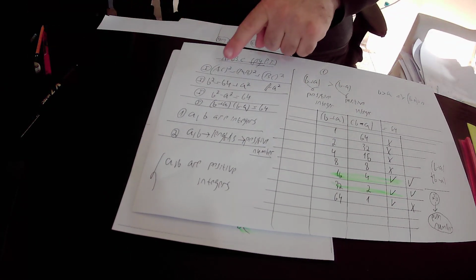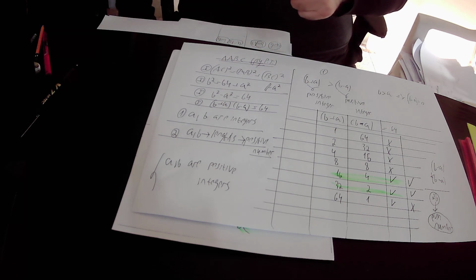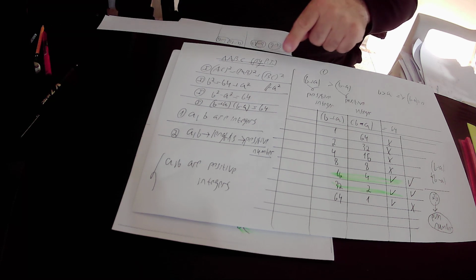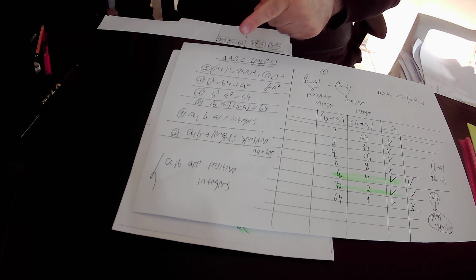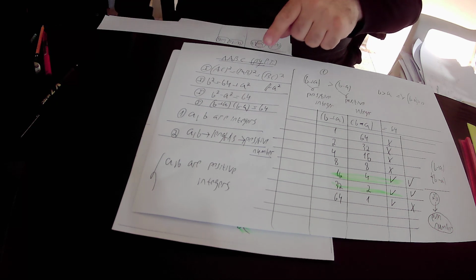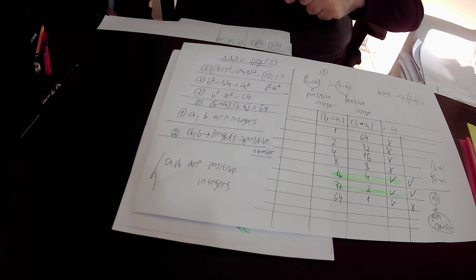AC equals B, so AC squared is B squared. AB equals 8, so AB squared is 8 squared, that is 64, plus BC squared. BC is A, so BC squared equals A squared. So in conclusion, according to equation number 1, B squared equals 64 plus A squared.